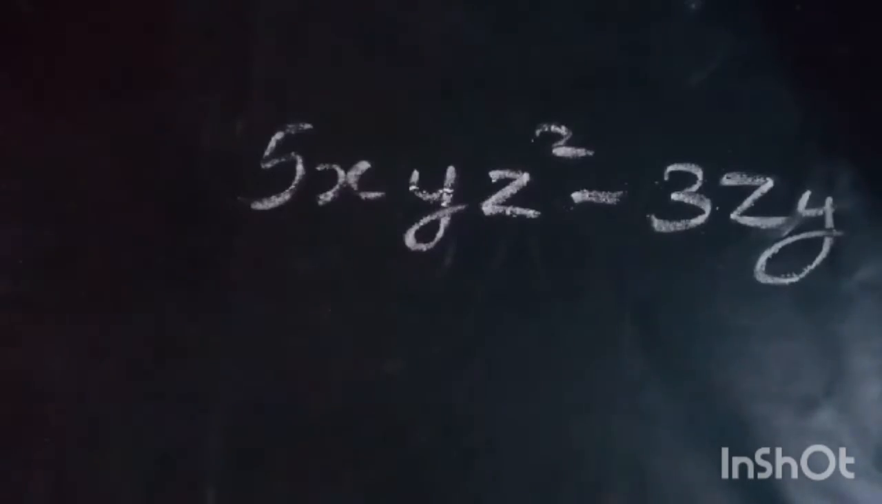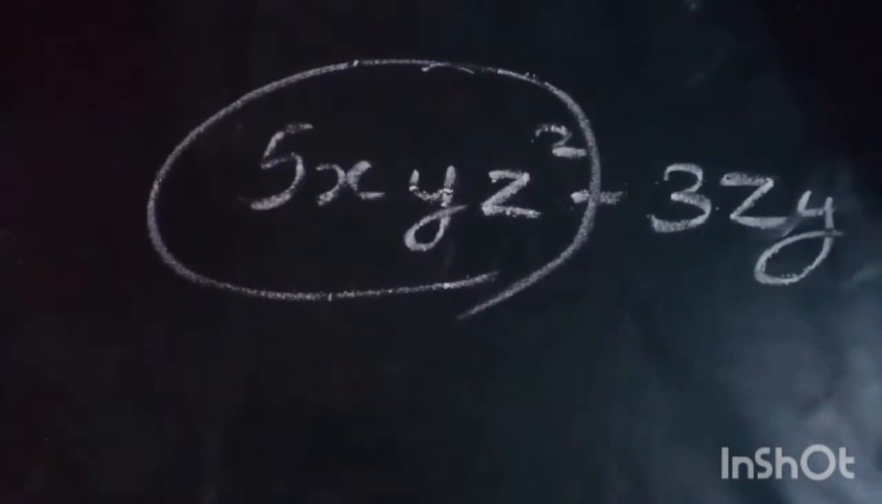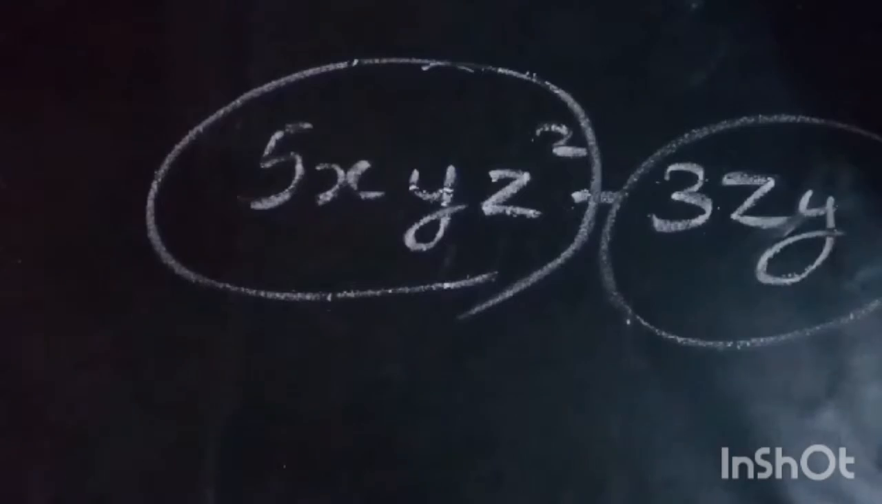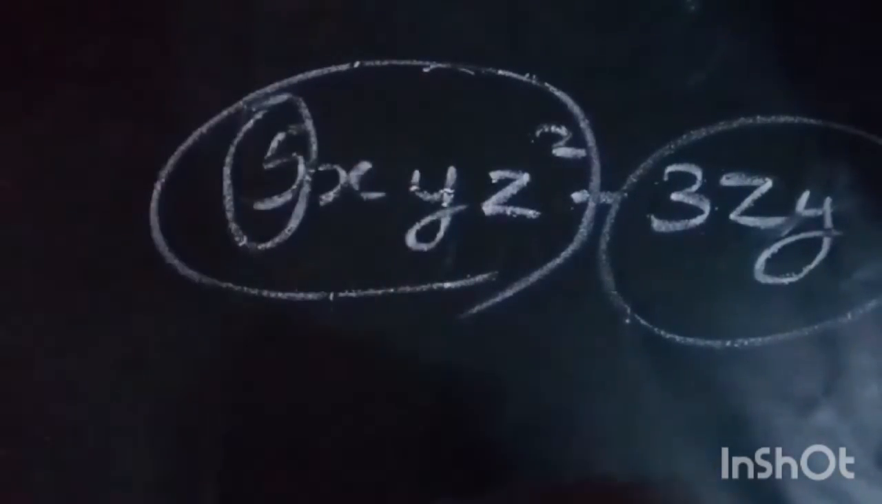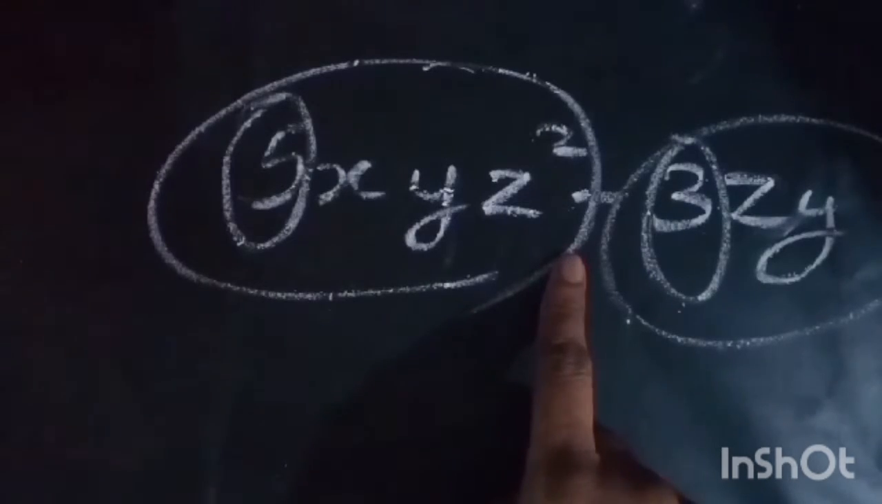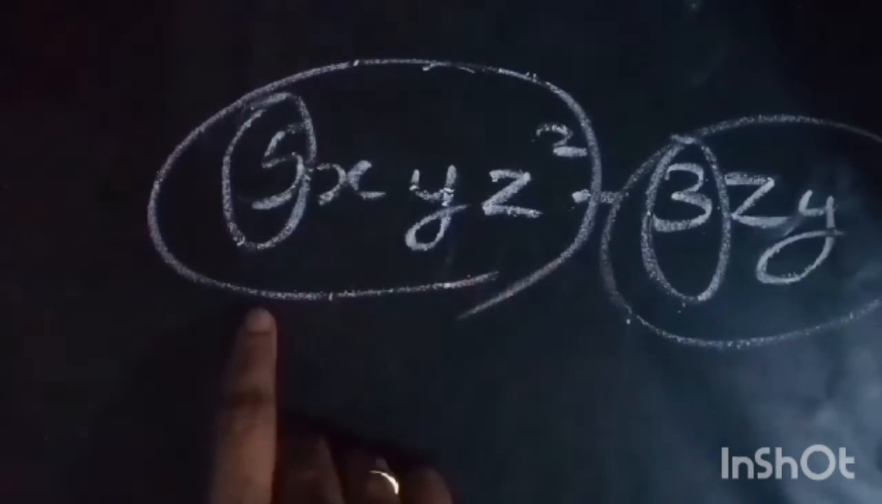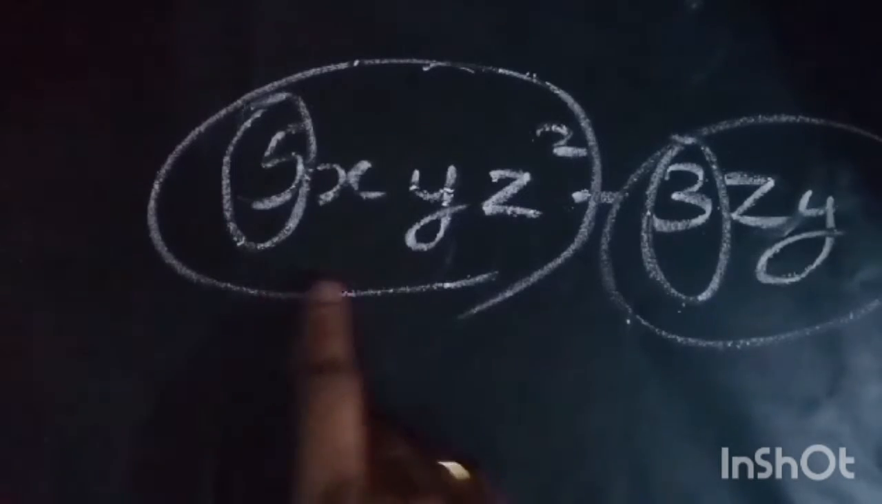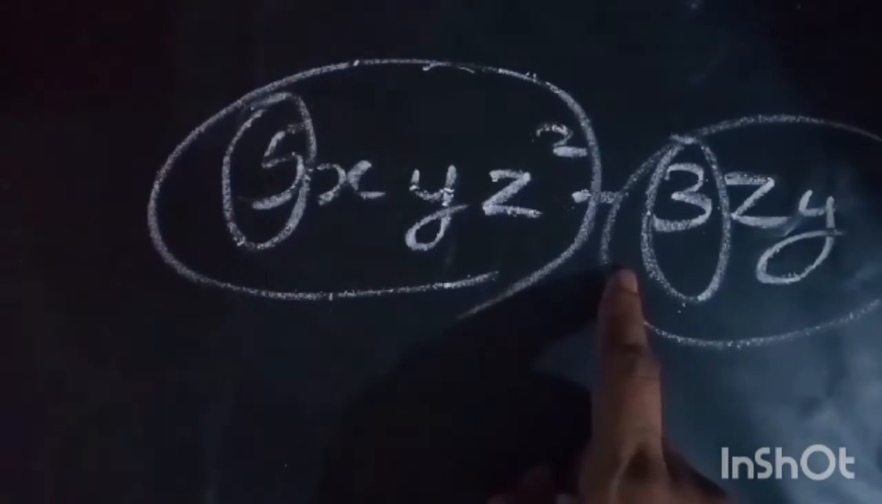In that question, how many terms are there? You can see there are two terms. One of the terms is 5xy square and the other term is minus 3zy. Now you want to see which are the numerical coefficients or coefficients. Here in the first term the coefficient is 5. In the second term the coefficient is minus 3, because here you can see one negative sign, so it is minus 3. The coefficient of the first term is positive 5 and the coefficient of the second term is minus 3.